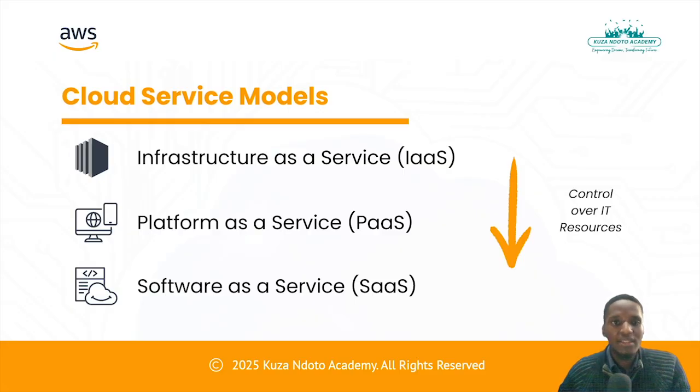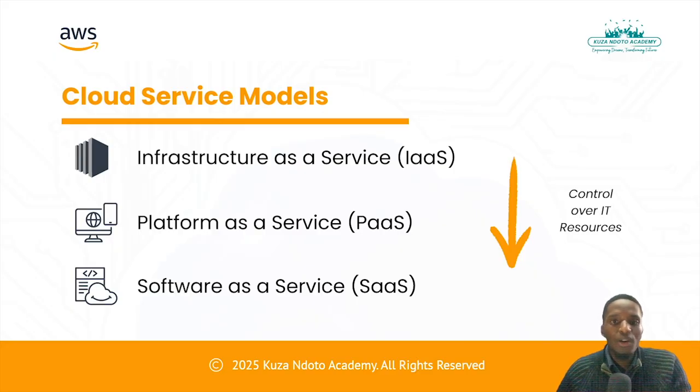Next is platform as a service, or PaaS, right? Here, the provider handles the infrastructure and the runtime environment. You just focus on writing and deploying your application. This is more like moving into a fully furnished apartment where everything is set up and you can get straight to just living in it. A good example would be AWS Elastic Beanstalk.